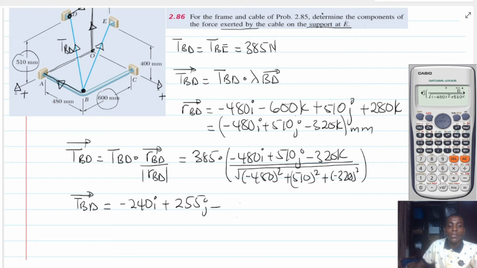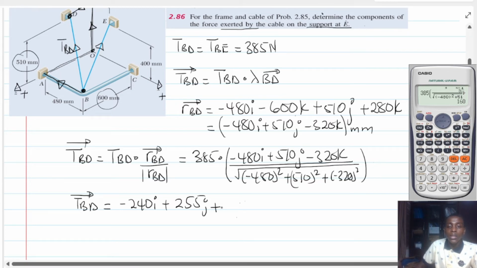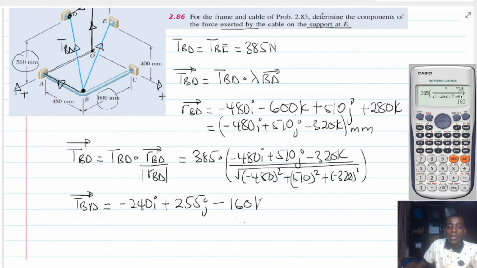And what is that? So it's going to be what? Plus, oh sorry, minus 160. Okay. All right, so that is the force component in space.